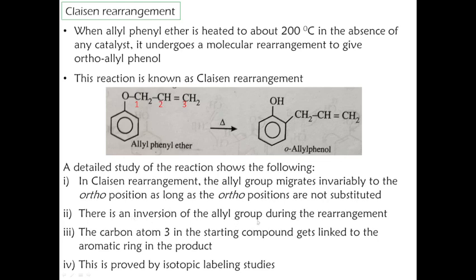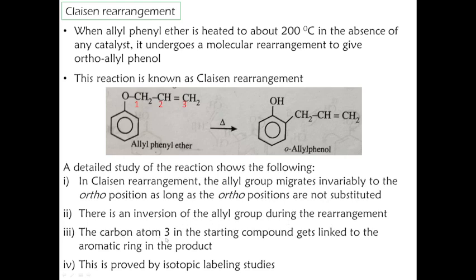There is an inversion of the allyl group during the rearrangement. Inversion in the sense, as you know, the numbering can be given from 1 to 3. When the allyl group rearranges to the ortho position, carbon 3 is attached to the carbon of the ortho position of the phenyl ring, and then the double bond shifts here. Actually the first carbon is attached to the oxygen here, but in the rearranged product, the third carbon is attached to the ortho position of the phenyl ring. So that is the inversion that has taken place.